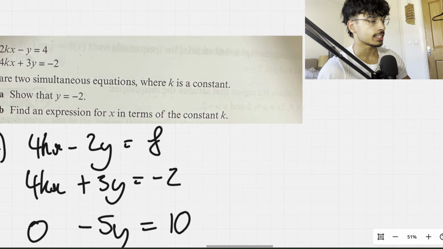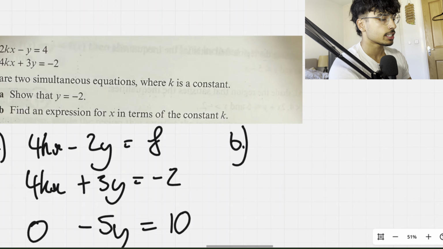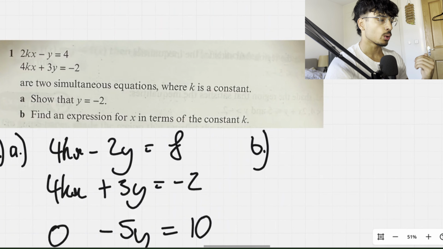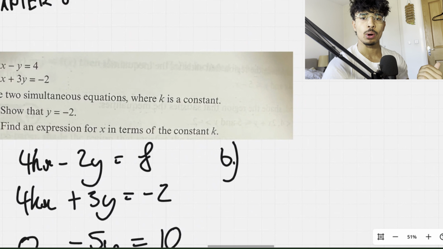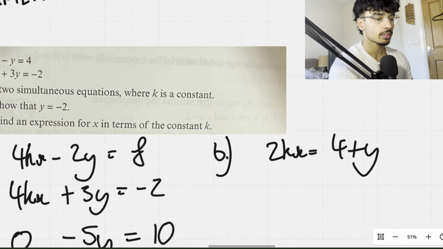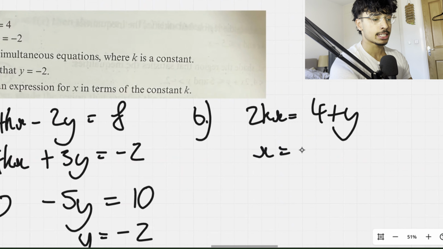Show that y is equal to negative 2. B, find an expression for x in terms of the constant k. Okay, so we need to rearrange the equation to make x the subject. Okay, so let's get the top one. 2kx minus y is equal to 4. So that means, all right, let's bring the 2kx to one side. So 2kx is equal to 4 plus y. Okay, that means x is equal to 4 plus y over 2k.